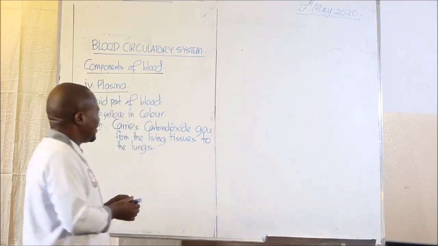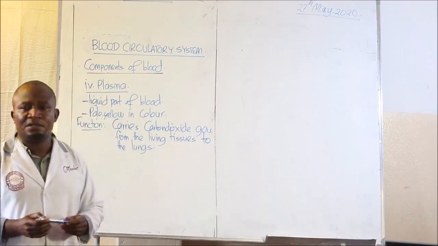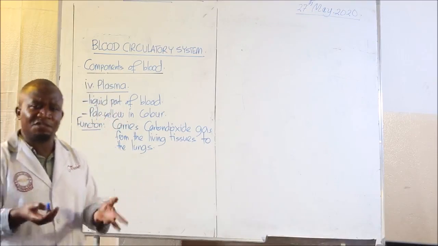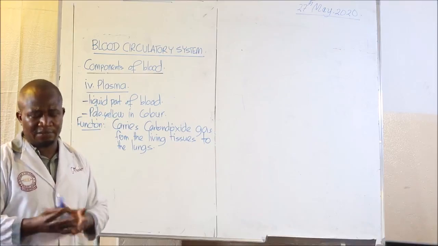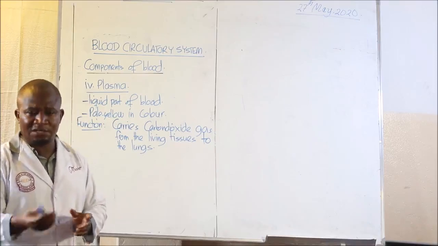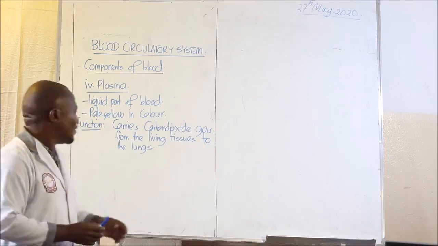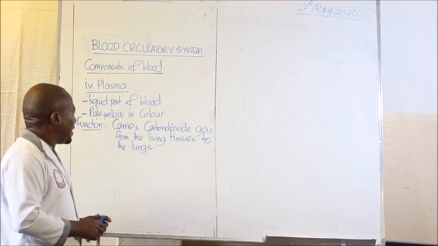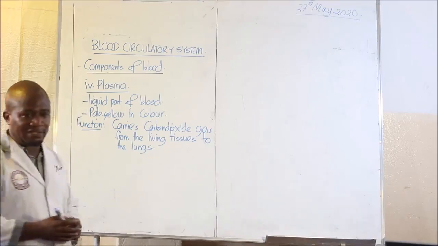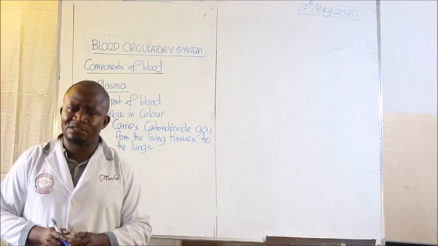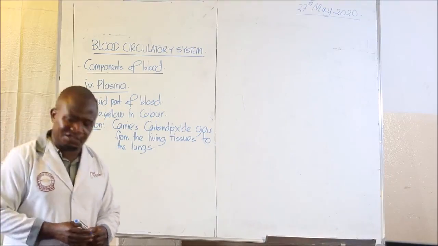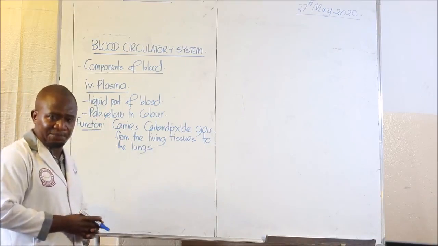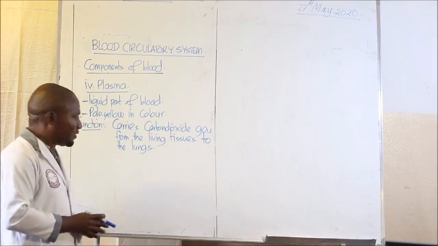Remember, carbon dioxide gas is not needed in the body. It is therefore given out. Oxygen is mostly needed in the process of respiration. Breathing in, breathing out, oxygen in, carbon dioxide out. So this carbon dioxide is carried by plasma from the living tissues to the lungs. Plasma carries other materials such as food nutrients, but I would like us to stick on this function mostly. This is plasma, the component of blood.